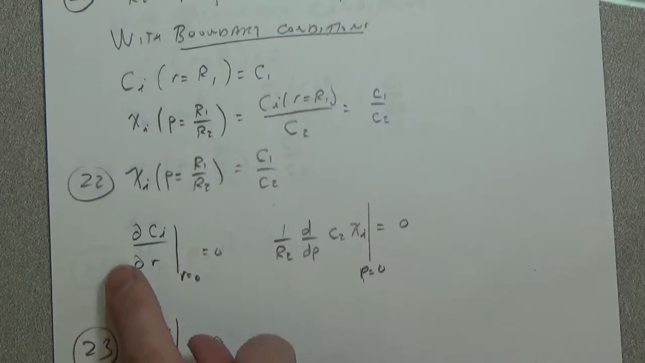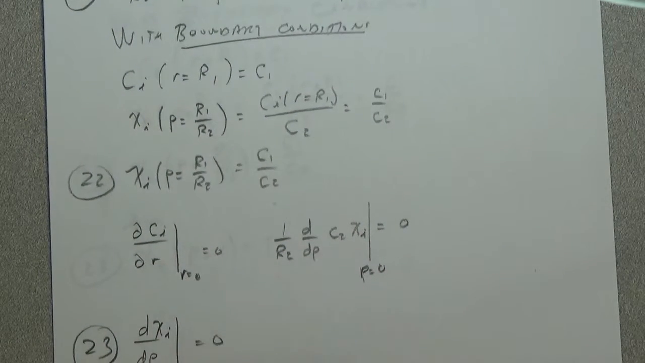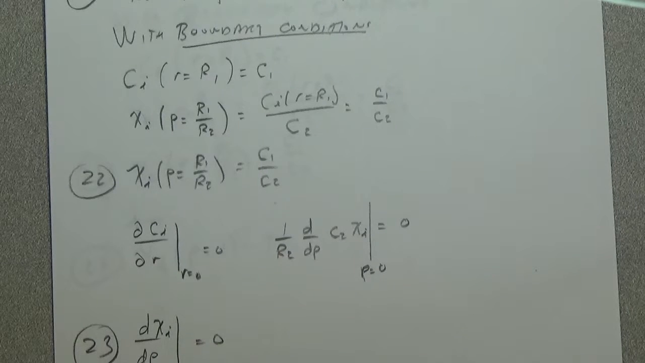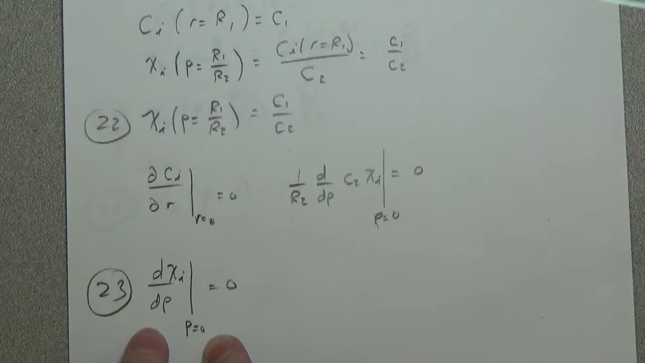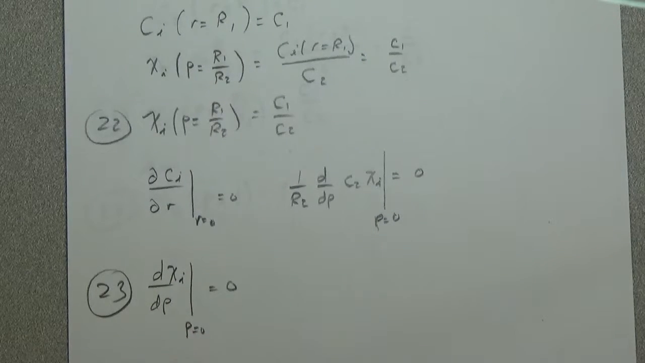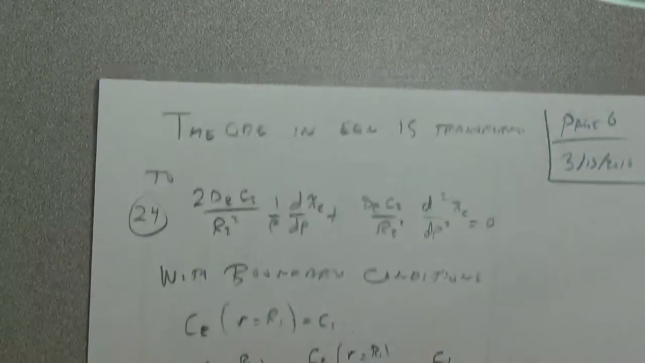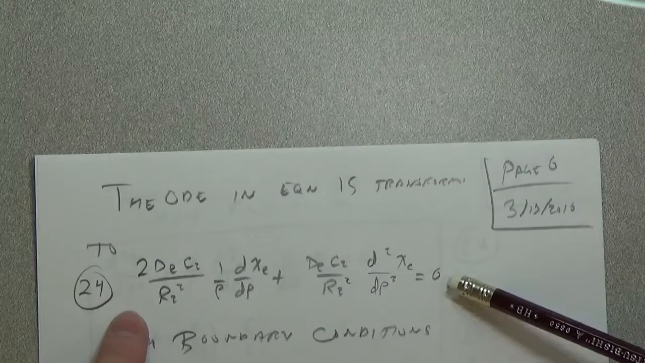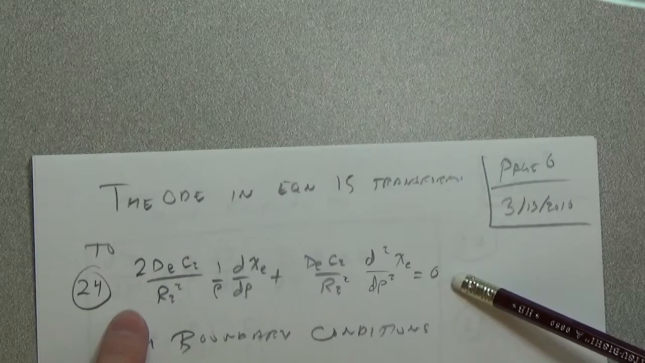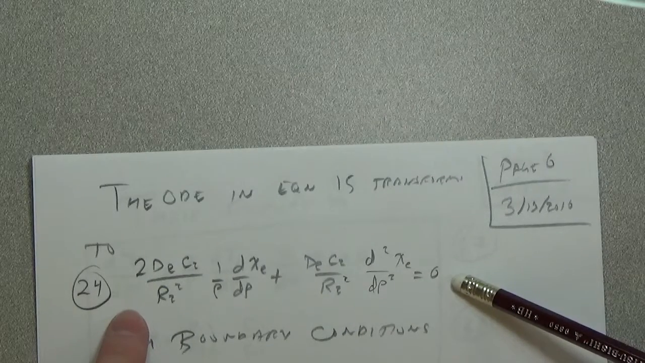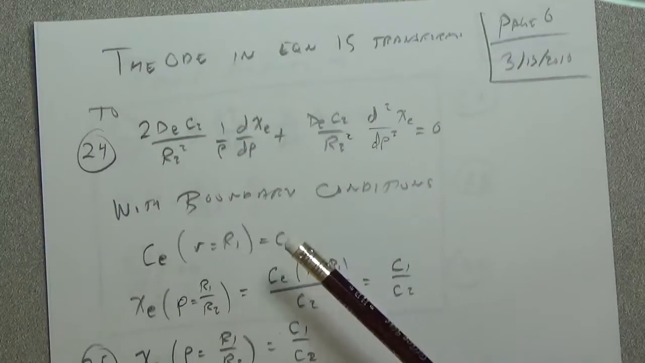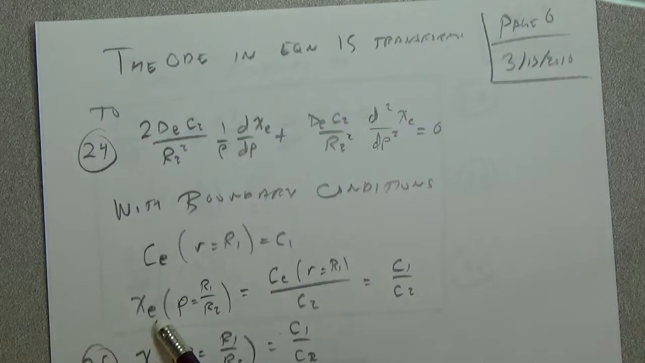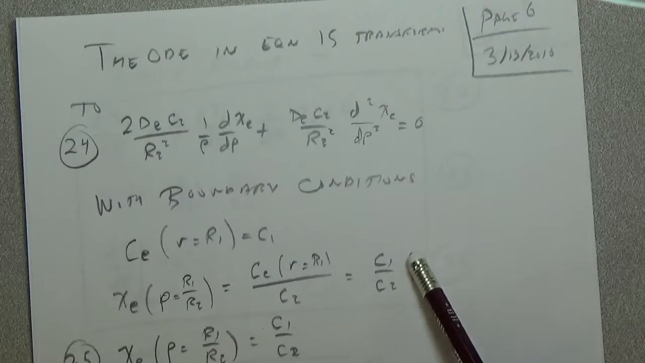And then looking at the derivatives, we get an expression for the second boundary condition for the interior, which is that d chi I d rho at rho equals 0 is equal to 0. And then going to the external problem, this is the new external ordinary differential equation in terms of dimensionless variables. The first boundary is that chi sub E at rho equal to R1 over R2 is equal to C1 over C2.